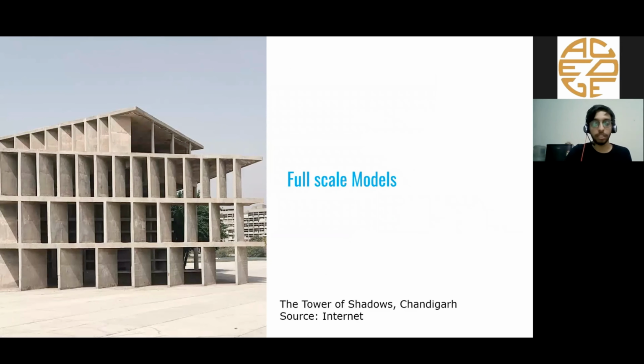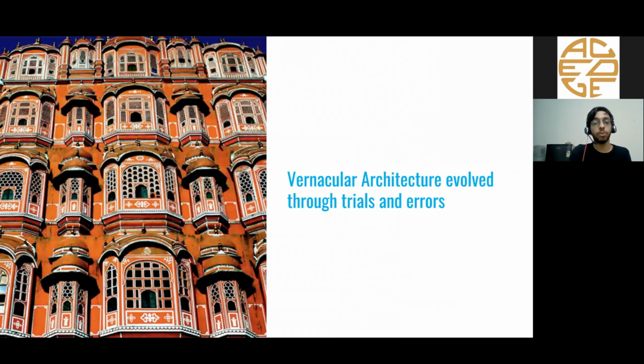So as you can see, this is the Tower of Shadows in Chandigarh. It was built by Le Corbusier. Before building Chandigarh, he built this one and he studied the shadow of this building. And from that shadow, whatever outputs he got, he used those in designing his buildings throughout Chandigarh. And also you can see that we have vernacular architecture which has evolved through trial and error. But in today's case, we are building so many buildings. There is no provision for trial and error.